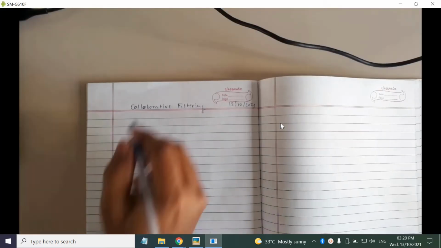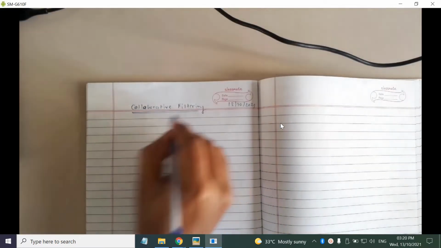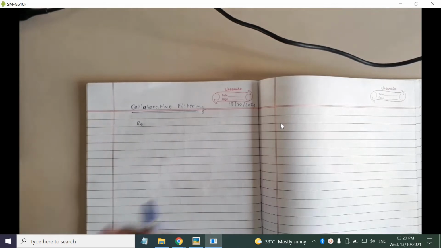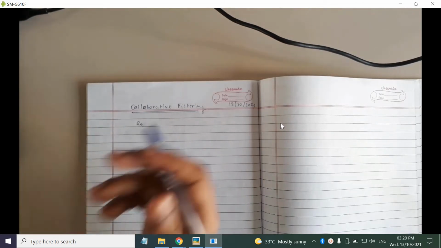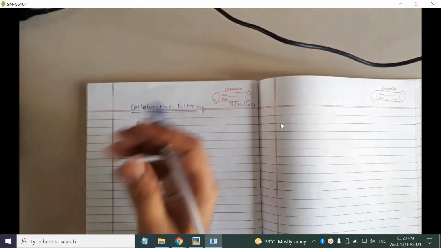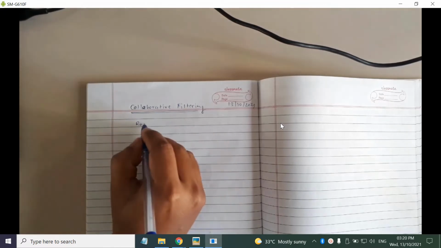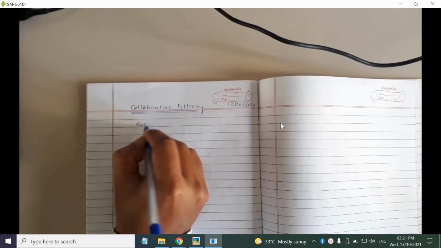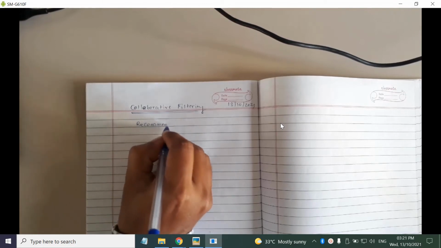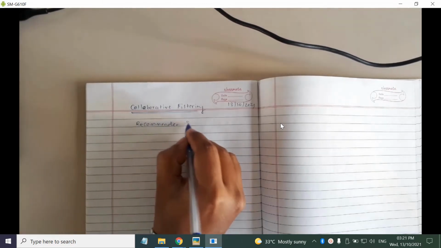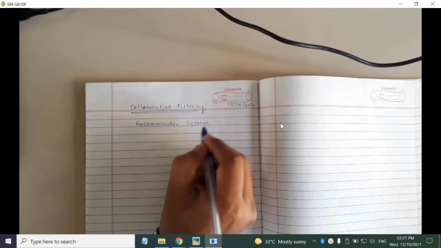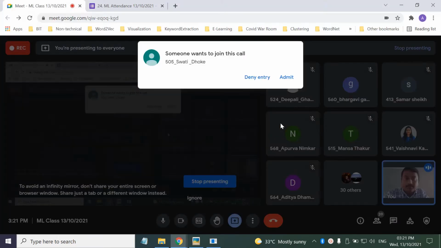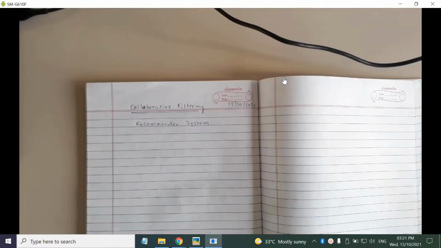Consider any recommender system like Netflix or Flipkart, where it recommends some items to you. In such systems we can use collaborative filtering. Flipkart, Amazon, Netflix are the examples of such recommender systems.